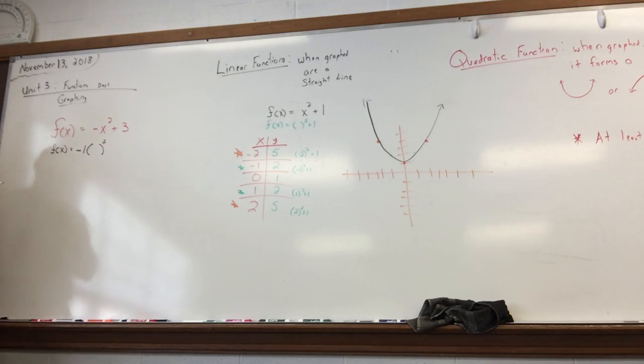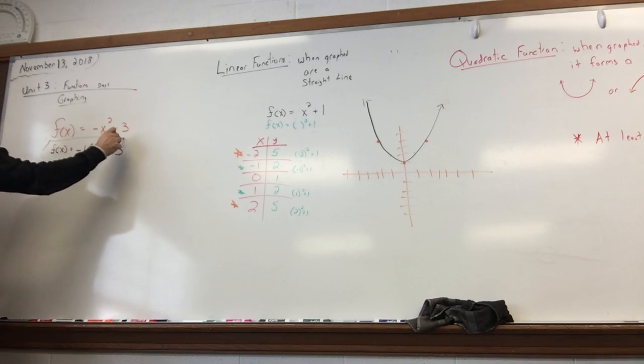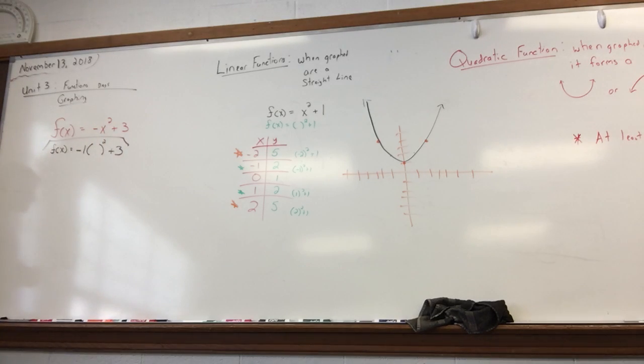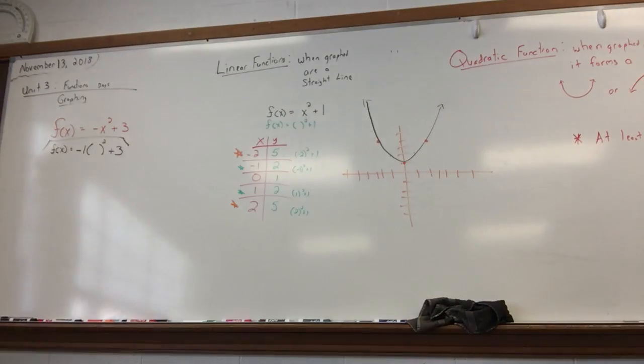Plus 3. This is what we're using to substitute in. Very good. Why is it negative 1 times this parenthesis? Yeah, because a negative smack dab up against parentheses means multiplication. Good. So find your 5 numbers, substitute in. Let's see what kind of graph you're getting. So you are substituting numbers into that parenthesis and solving. That's it.